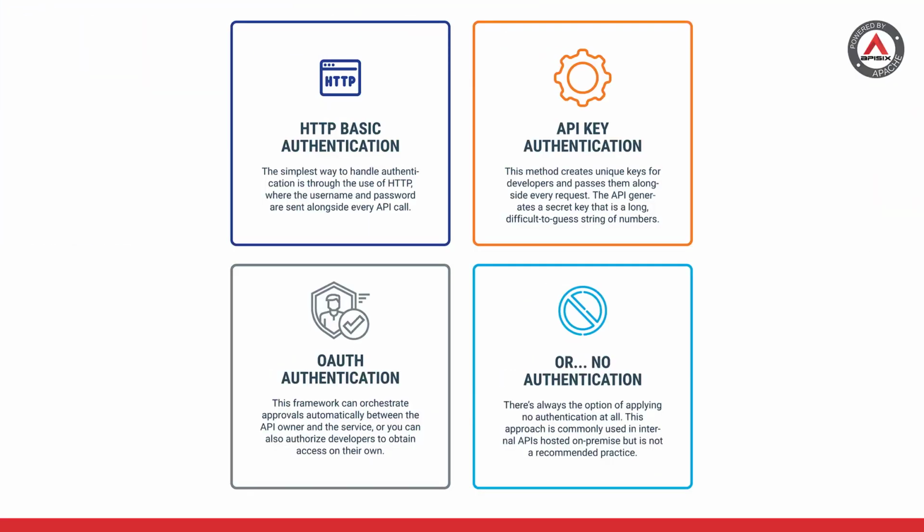There are a variety of ways to authenticate API requests. Here are the three most common methods, as you can see: HTTP basic authentication, API key authentication, OAuth authentication, or simply no authentication. Let's say when you have cases for internal services talking to each other. In that scenario, you don't even need any authentication for your API.